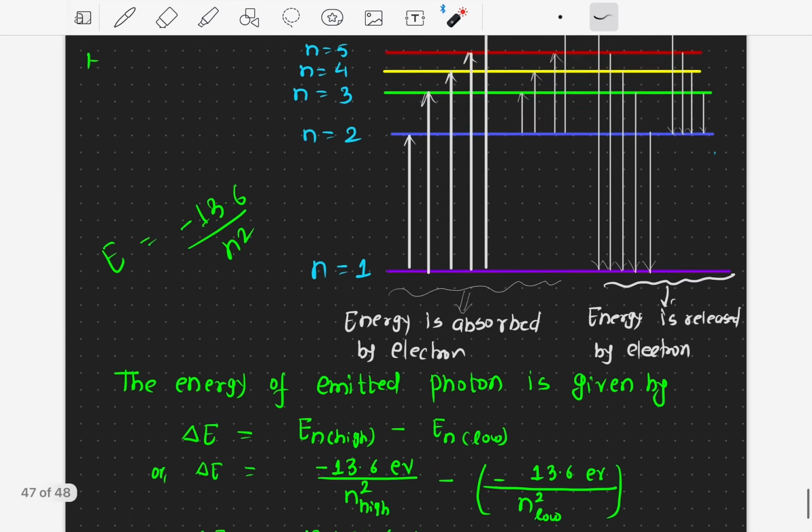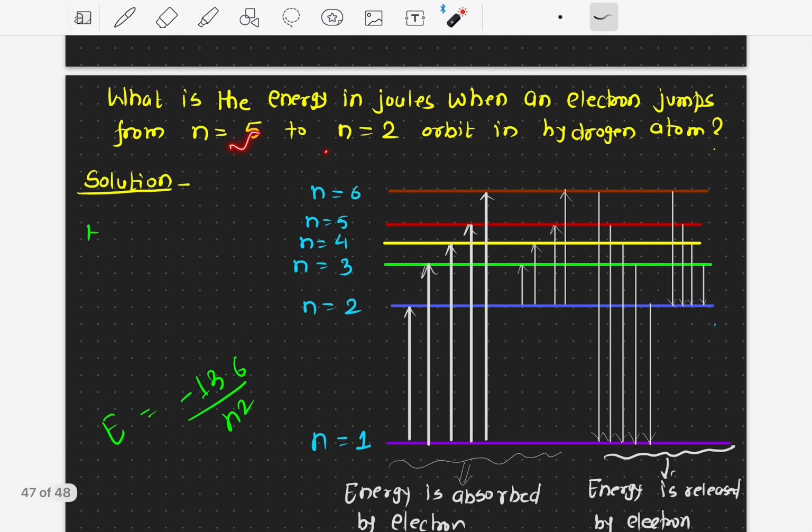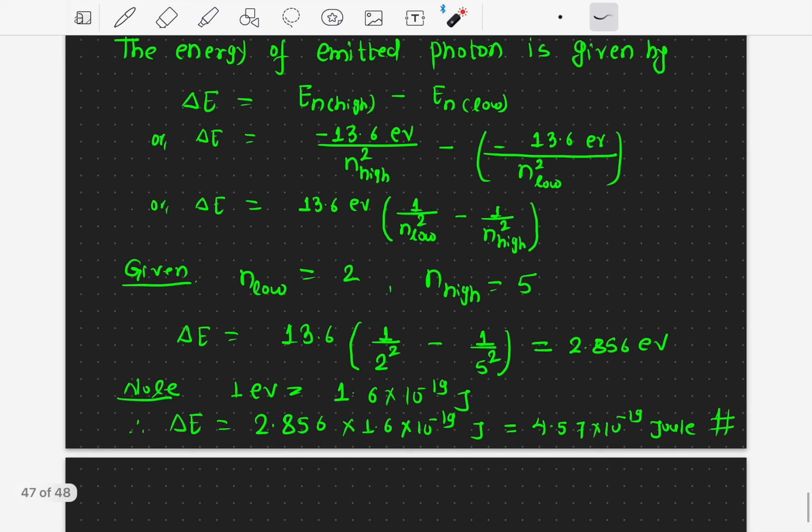All we need to care about is that the electron is jumping from n equals 5 to n equals 2. So all you have to do is plug into this equation. The n low value is 2 and n high is 5. So simply plug in 13.6, with n low 2 squared and n high 5 squared. If you do the math, you'll get this in electron volts. But if you have to convert to joules, then you have to multiply by this number here, since 1 electron volt is this many joules. If you do the math, you'll get 4.57 times 10 to the negative 19 joule.